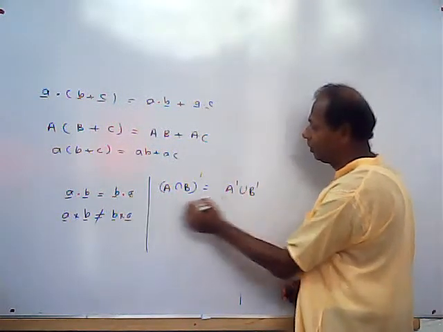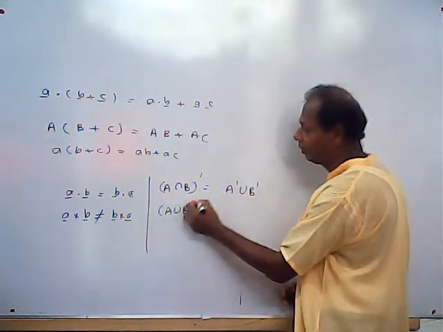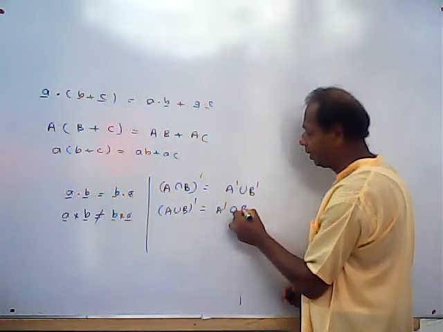A intersection B dash equals A dash union B dash, or A union B dash equals A dash intersection B dash.